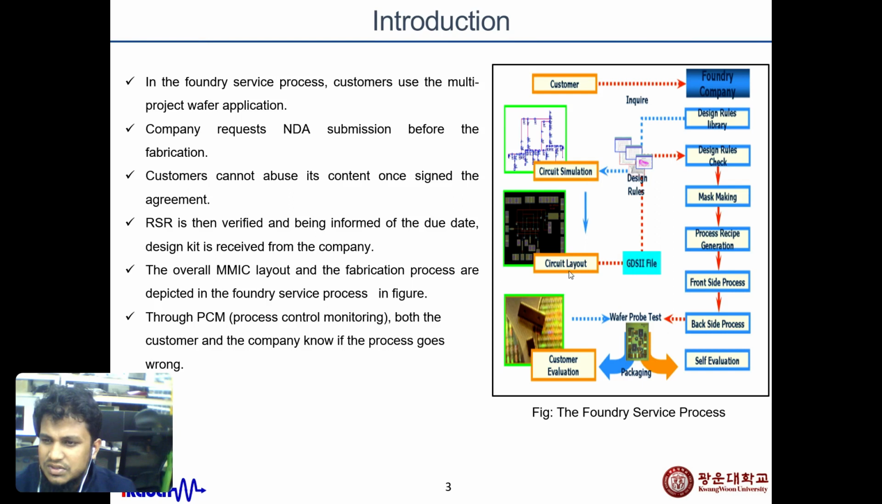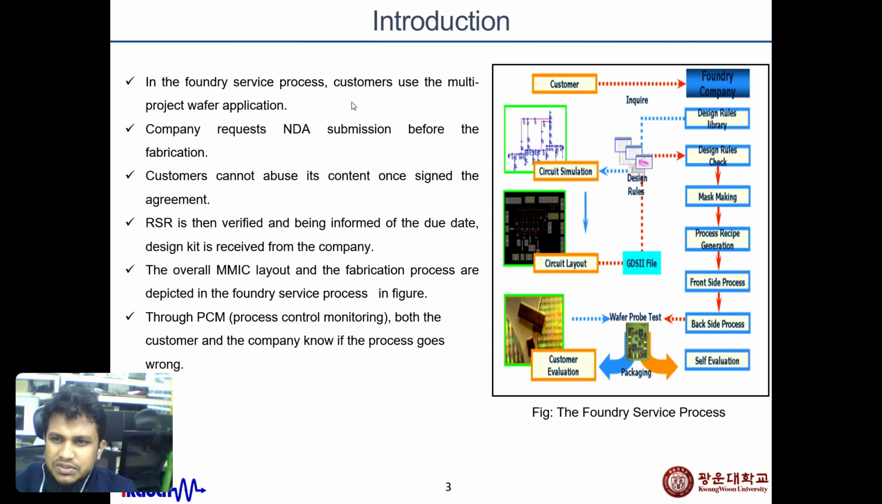After simulation we design the layout, and then we go to the design rule check for errors. The Foundry process also checks the design rule errors, and then there are some process recipe generation techniques and some documentation. Before or after fabrication we test the IC with probe stations, evaluate, and give the evaluation form to the customers.